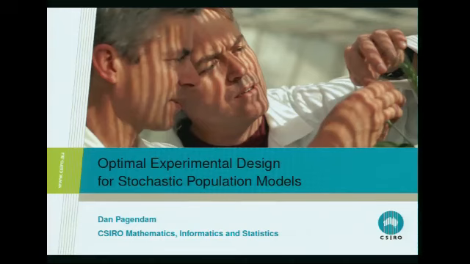Thanks everyone. I'm Dan Pagendam from the CSIRO, the Division of Mathematics, Informatics and Statistics, where I'm a postdoctoral fellow. I'll be talking to you today about some research that I did during my PhD, which I finished last year, on optimal experimental design for stochastic population models.